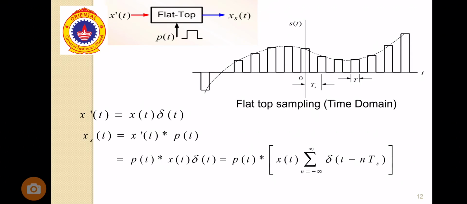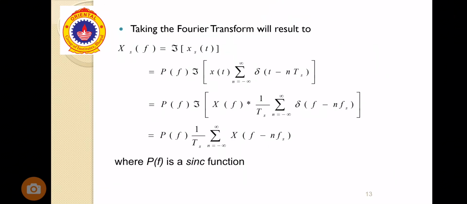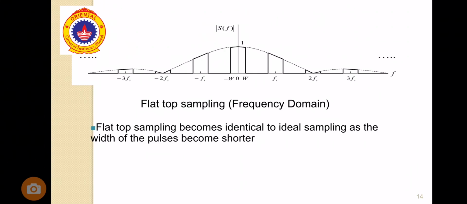And what is x dash t? It is the multiplication of x(t) and delta Ts(t). We are convolving the multiplication of message and impulse with the train of pulses. So the final answer is p(t) convolved with the output of the ideal sampling. By taking the Fourier transform, we get the final answer where P(f) is the sinc function. Xs(f) equals 1 by Ts summation of n equals minus infinity to infinity X of f minus n fs. This is the frequency domain of flat top sampling.